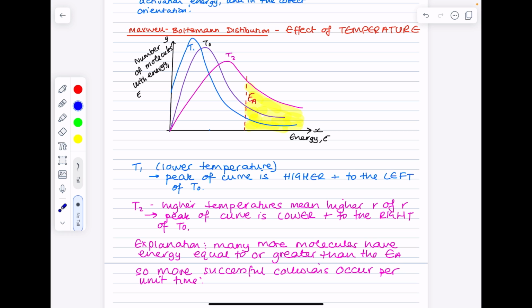Here's your original temperature. As I said, if the temperature is lowered, you'd expect that peak to be higher and to the left, meaning fewer molecules have energy equal to or greater than the activation energy. By increasing the temperature, many more molecules have sufficient energy to overcome the activation energy, and you'll see that peak displaced to the right and being slightly lower. The total area of each of these curves, remember, must be the same because the number of particles doesn't change.